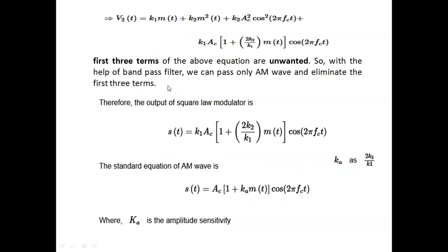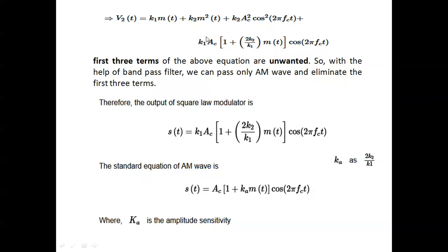Finally, if you simplify the equation, you get v2 of t equal to K1 m of t plus K2 m square of t plus K2 Ac square cos square 2 pi fct plus K1 Ac times 1 plus 2K2 divided by K1 times m of t cos 2 pi fct. This is the final equation we got. But the first terms of the above equation are unwanted because they are not an AM waveform, so they are eliminated by the bandpass filter. If you apply the bandpass filter, the first three terms are eliminated, and finally we get K1 Ac times 1 plus 2K2 divided by K1 times m of t cos 2 pi fct.